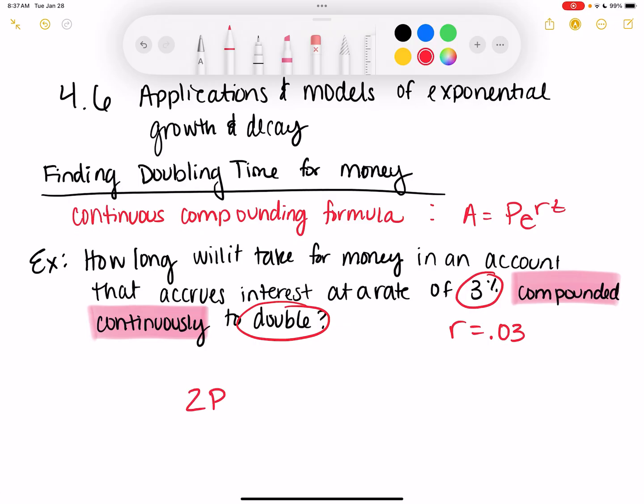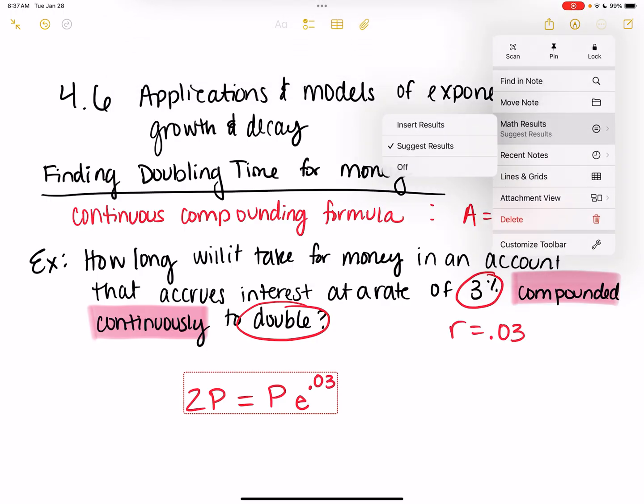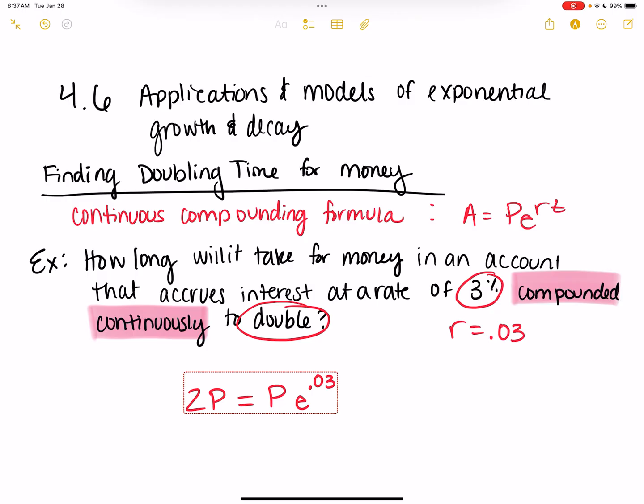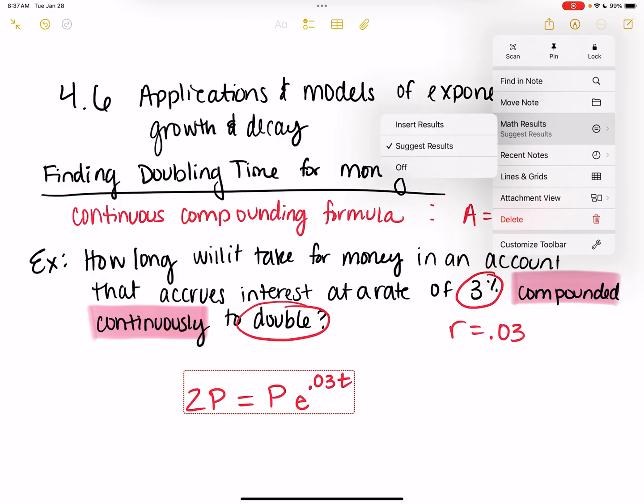So it's going to be 2P equals P. Now, e is just a number, and that's raised to 0.03 times t, since we want to know how long it'll take. They didn't give us that, so I just put t there, and that's what I'm going to be solving for.